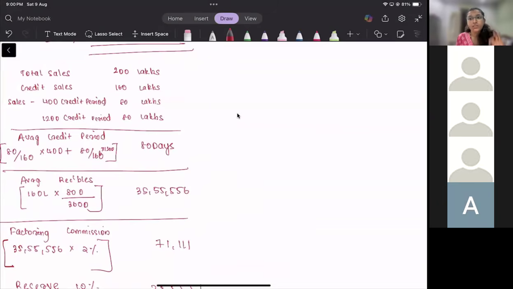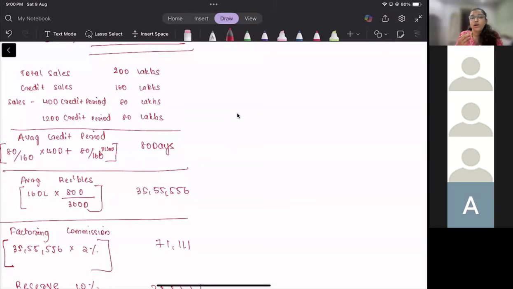Why? Because a few creditors have paid us within 40 days, a few creditors have paid us within 120 days. So you will have to first find out the average credit period. Once you find the average credit period, you will get the average receivables. Once you get the average receivables, you have to find out the commission. You have to find out the interest. So first we found out the commission, and while finding the interest, we saw that there's a reserve also.